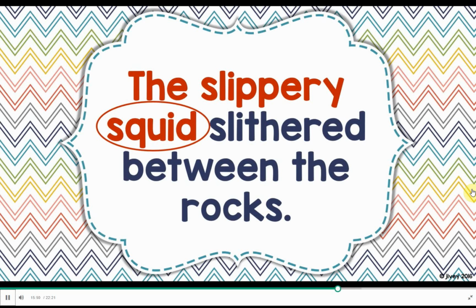The slippery squid is our subject. It tells what the sentence is about. There's only one noun here, squid. It's a simple subject. The is an article. Slippery is an adjective. These are two words that modify squid to give us more information about it. The slippery squid is the complete subject, so you should be holding up your red subject card, and you should be holding up one finger because there's only one simple subject, and that is squid.